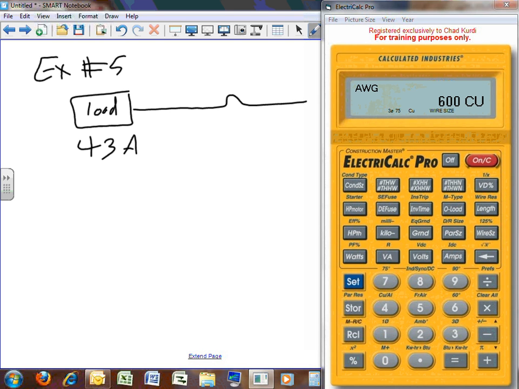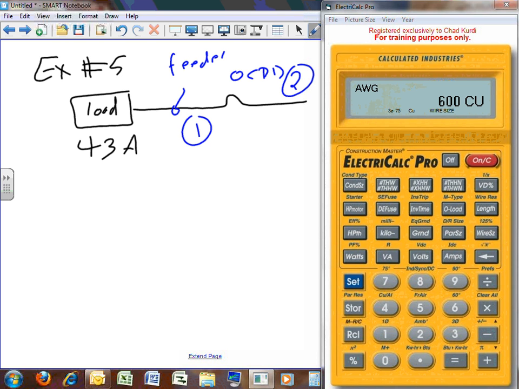So what do I need to do? I need to size number 1. This is called the overcurrent protection device. This is called the conductor, or feeder. I use the term feeder. I'm going to call this one number 1, and I'm going to call this number 2.